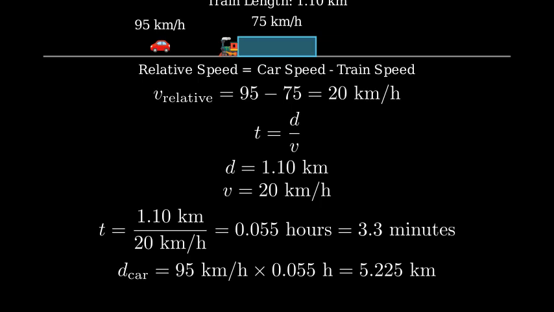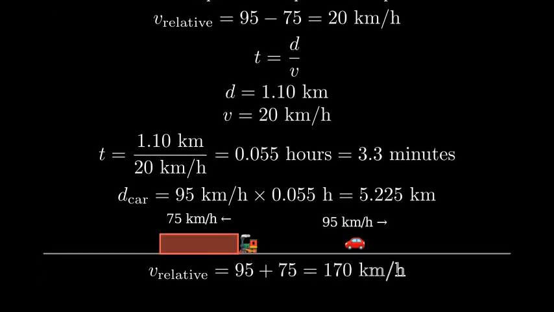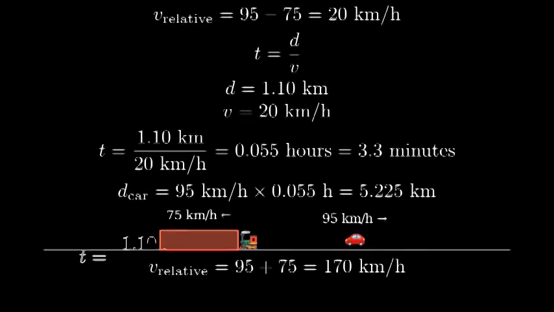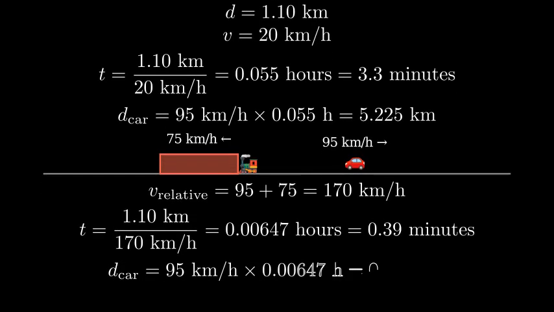Now, let's consider what happens when the vehicles are traveling in opposite directions. In this case, the relative speed is the sum of their speeds. 95 plus 75 equals 170 kilometers per hour. Using the same formulas as before, but with our new relative speed, we find that it now takes 0.00647 hours, or about 0.39 minutes to pass the train. And the car travels 0.615 kilometers during this time.